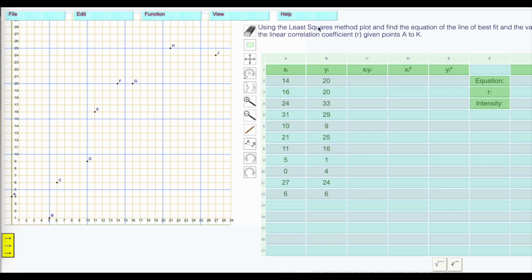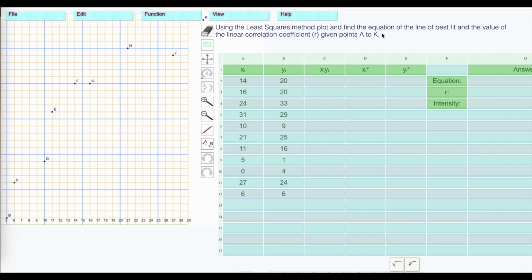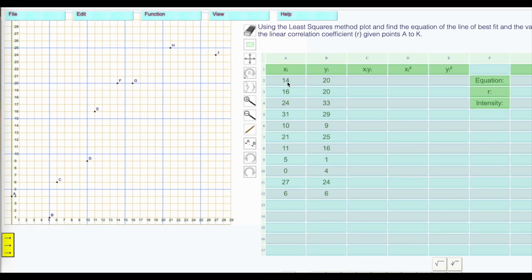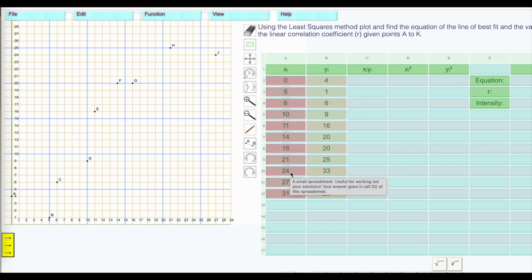Welcome to level 7. Using the least squares method, plot and find the equation of the line of best fit and the value of the linear correlation coefficient R given points A to K. Here's my points, but notice they're not ordered. I'm going to sort those. Highlight, edit, sort. Sorting according to the x's.